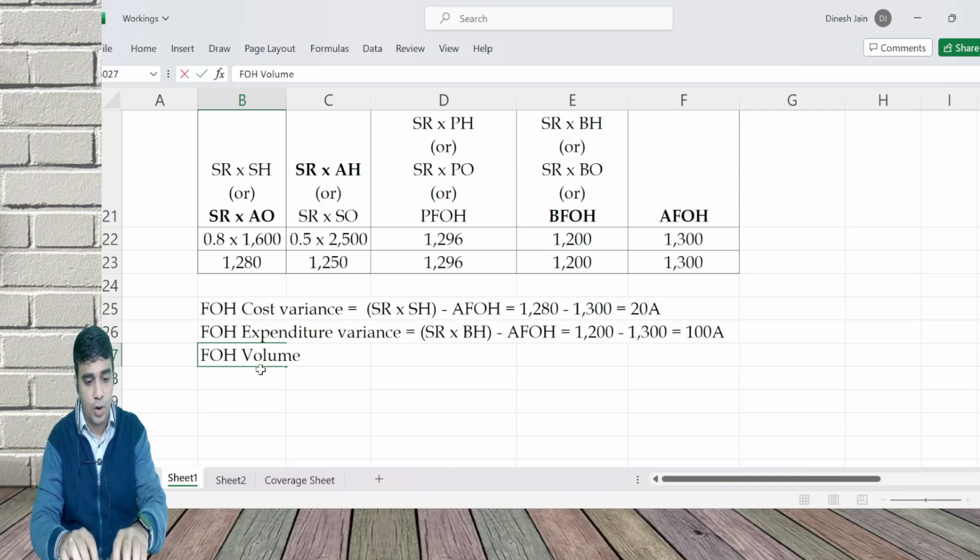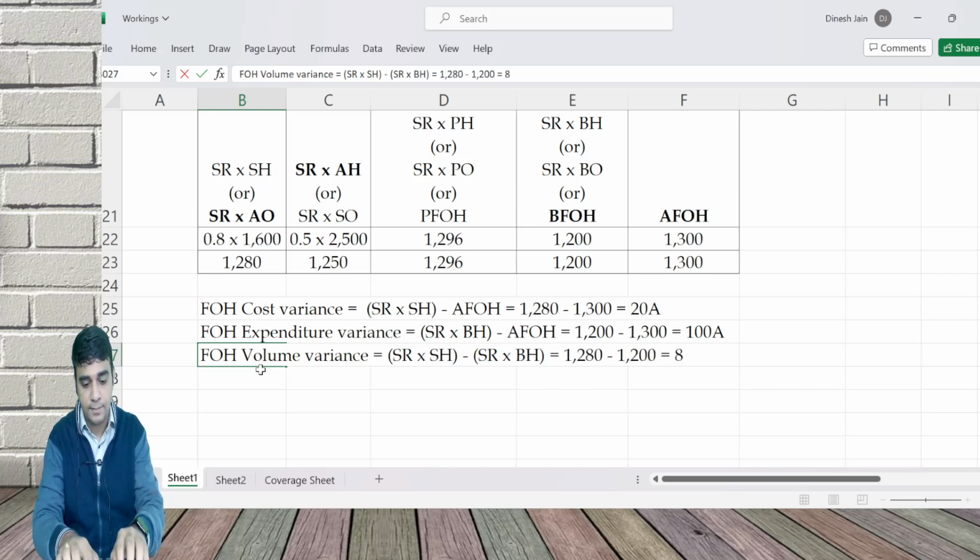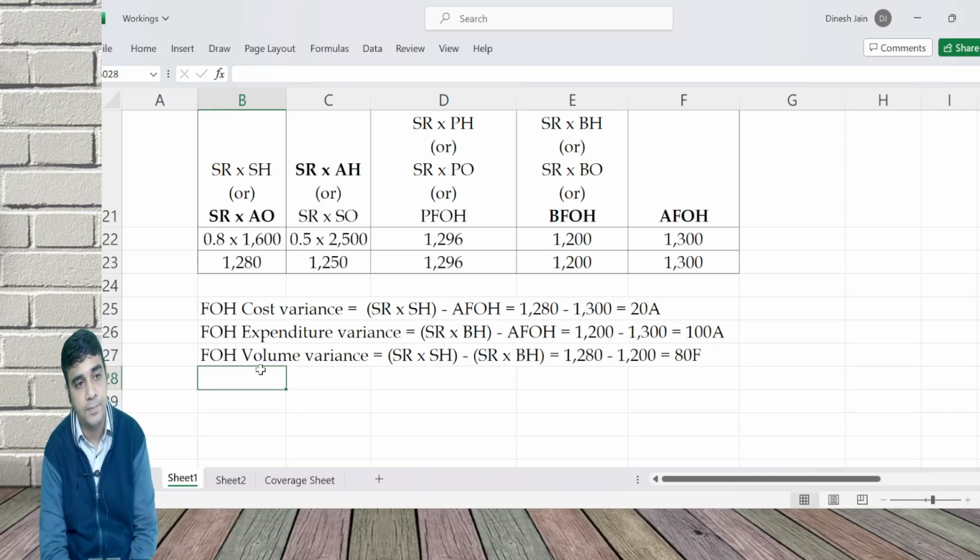What's the next formula? FOH volume variance, from the chart. SR into SH minus SR into BH. 1280 minus 1200. 80 favorable. Volume is 80 favorable.